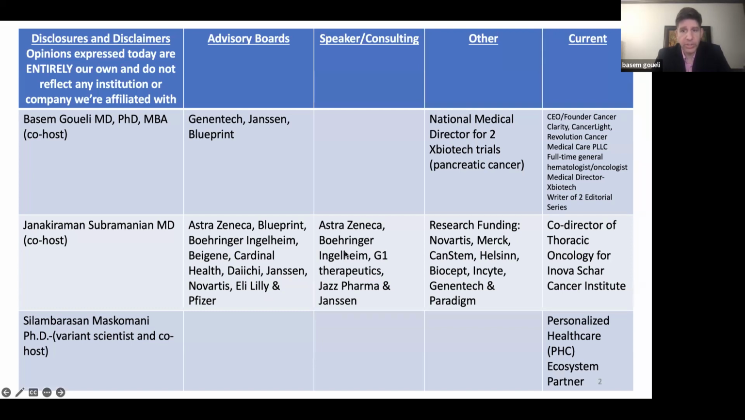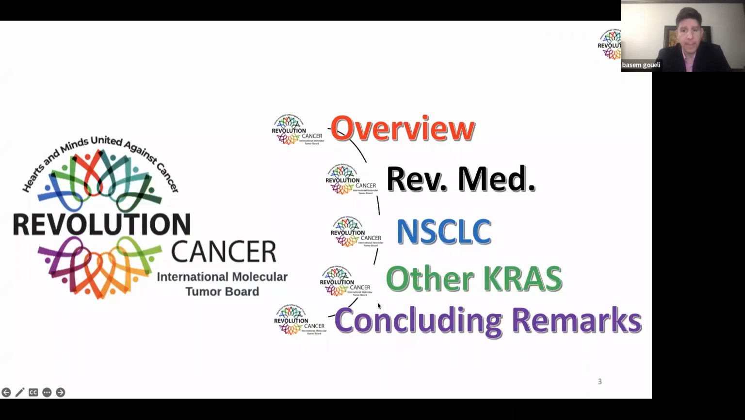These are our disclosures. You can see them here. And this is what we're going to be talking about today. This is our overview. So we're going to be talking about KRAS in general. We're going to talk about Revolution Medicines' pipeline. We're going to talk about non-small cell lung cancer. We're going to basically talk about other KRAS variants, and we're going to have concluding remarks.